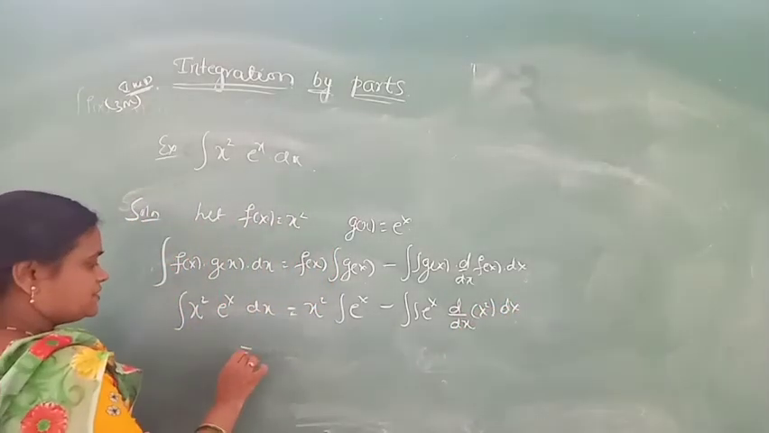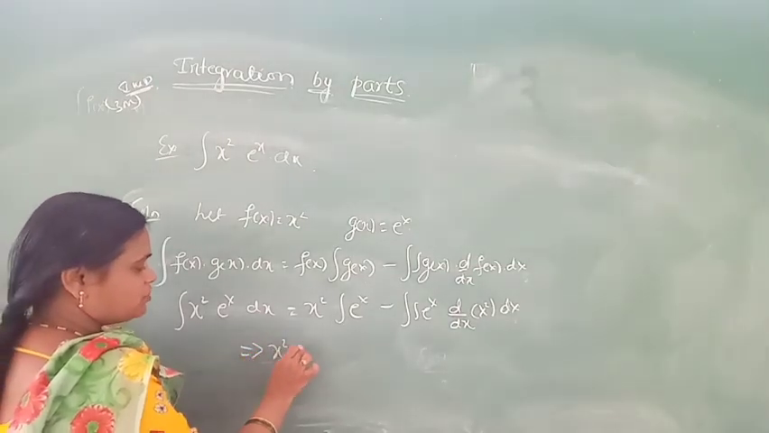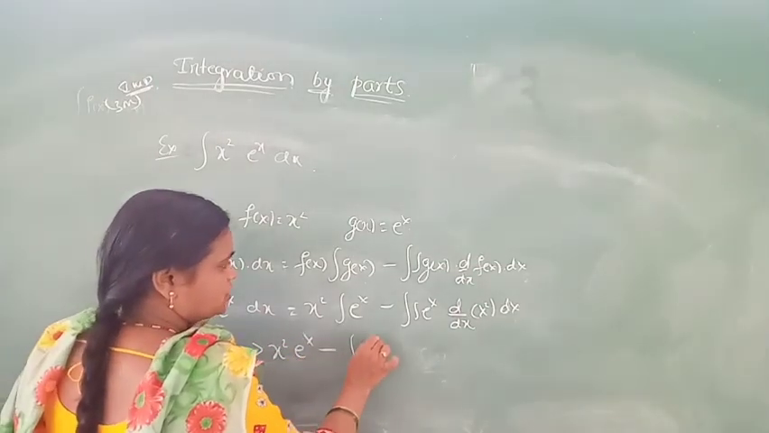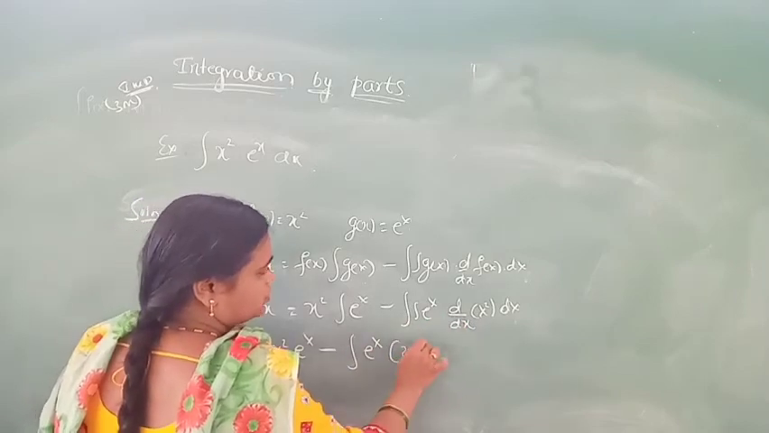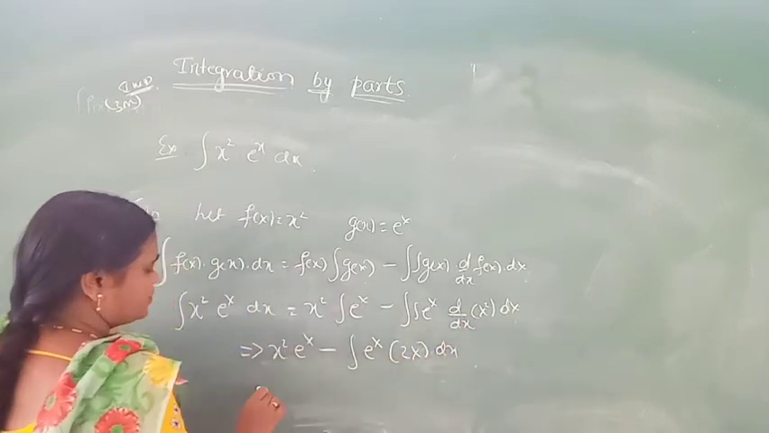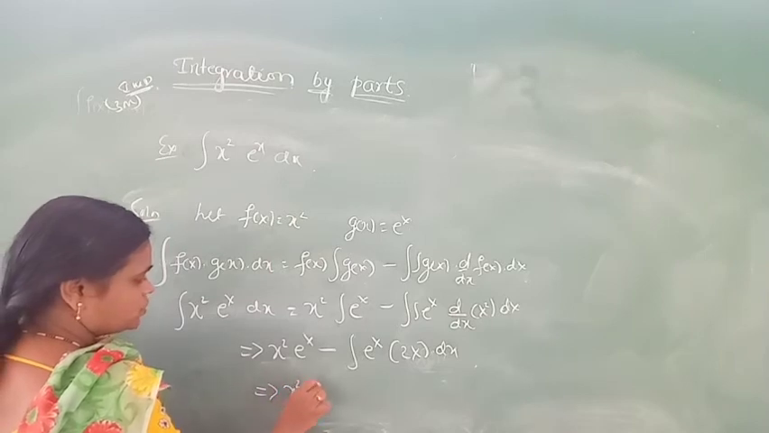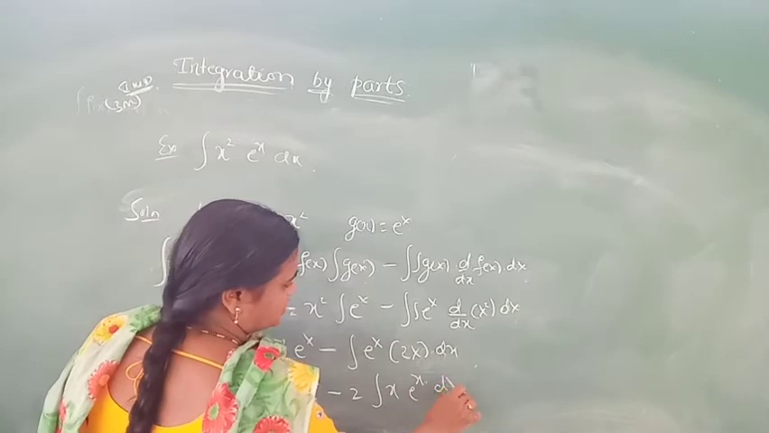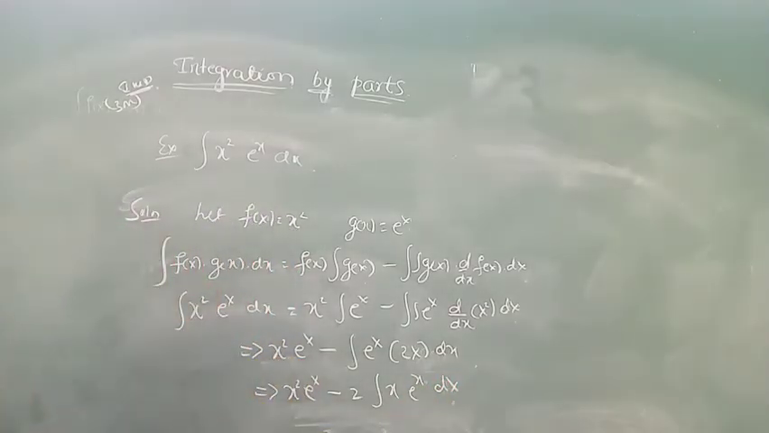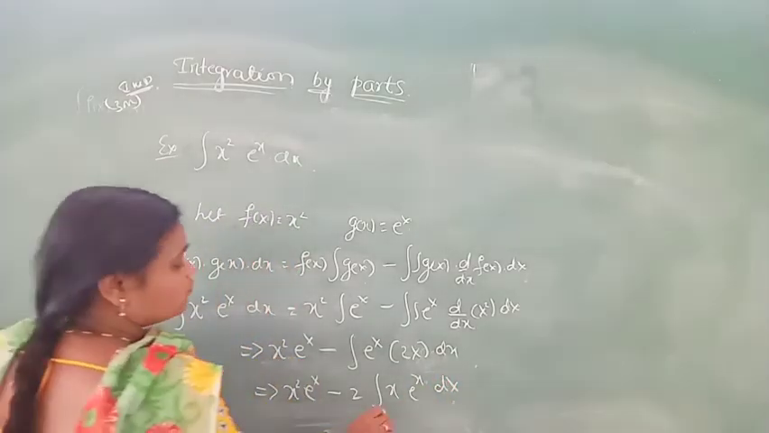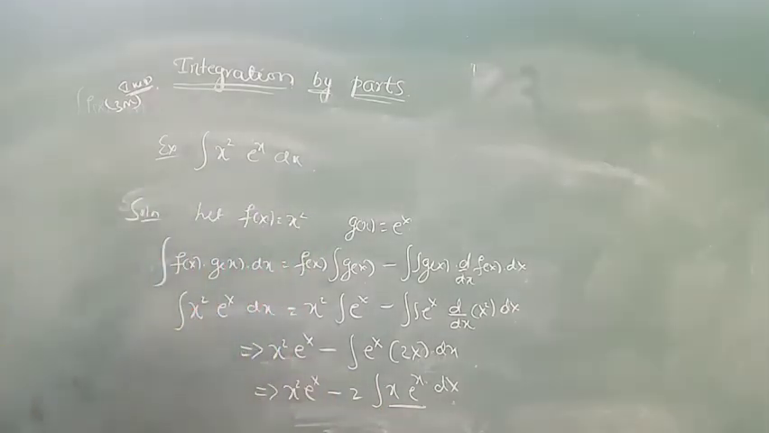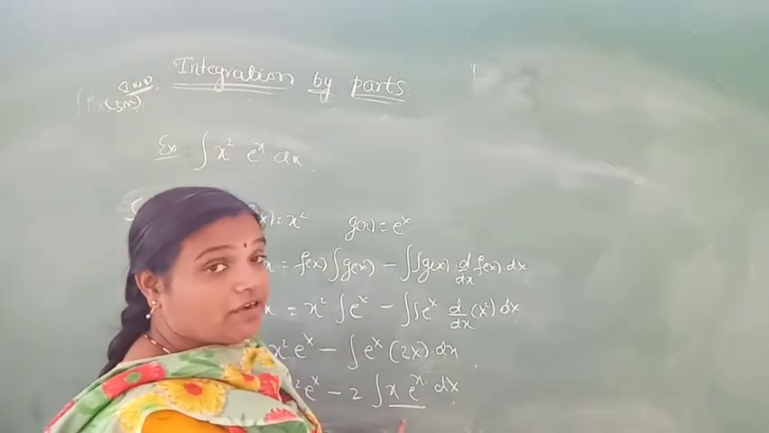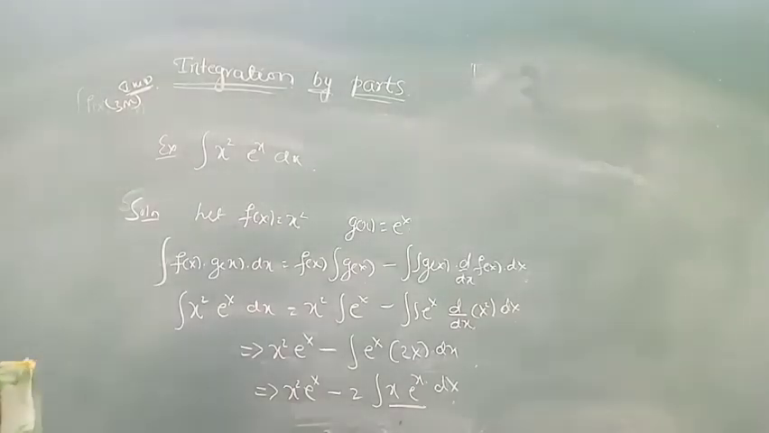Then we get x square, the integration of e to the power x is e to the power x, minus e to the power x, the difference of x square is 2x. So x square e to the power x minus 2 times x e to the power x dx. Here again we get a product of two functions. How many functions? Two functions, which means again we have to apply the integration by parts method.